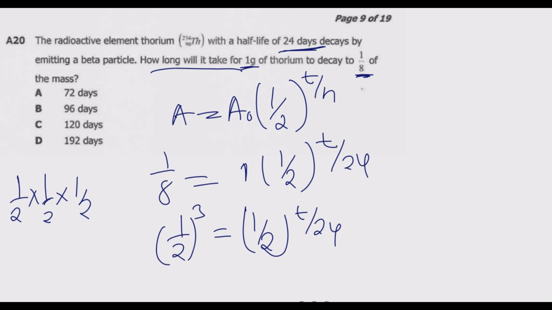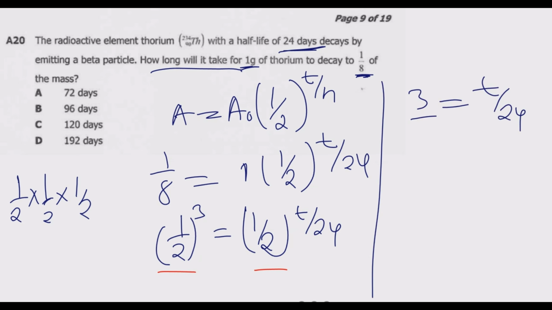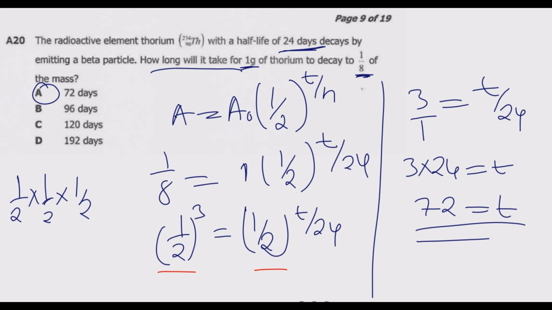So this is the same. Now, by the law of indices, if the bases are the same, the powers are the same. So 3 equals t over 24. Then you cross multiply, so 3 multiplied by 24 equals t. 3 times 4 is 12, carry 1. 3 times 2 is 6 plus 1, which is 7. So basically t is equal to 72. It's 72 days, because the half-life is 24.